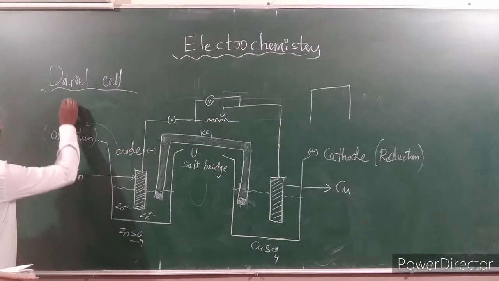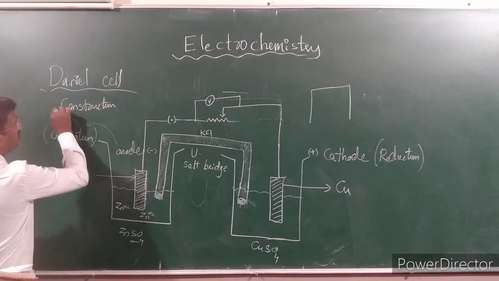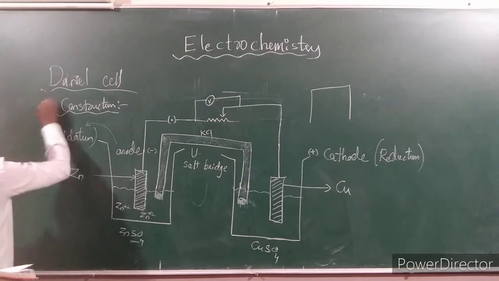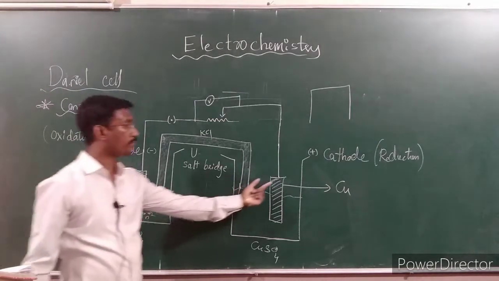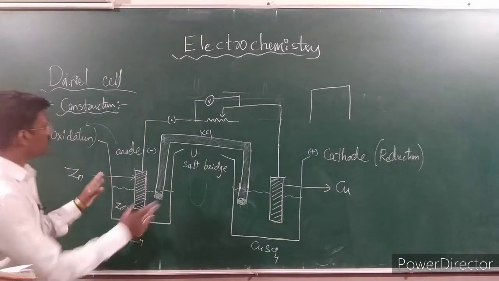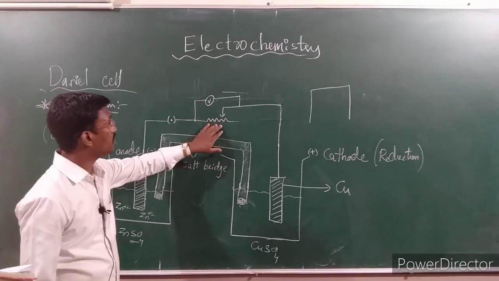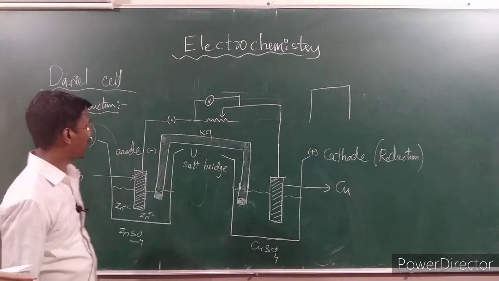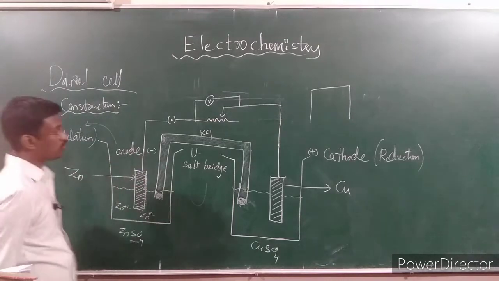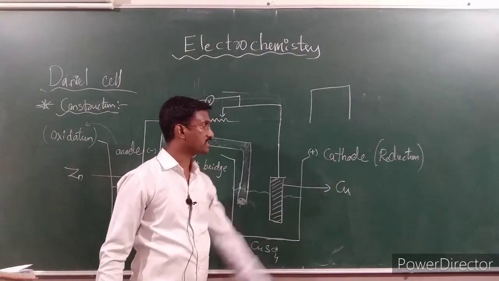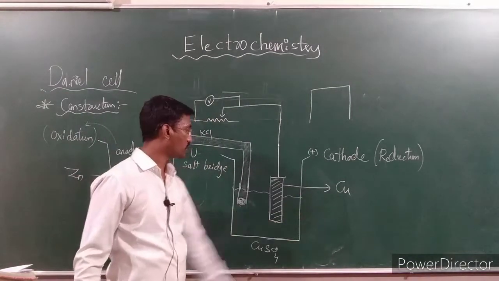First, let me finish the construction. Explain the construction of Daniel cell: the Daniel cell contains a zinc rod dipped in a zinc solution and a copper rod dipped in a copper solution. These two are connected externally through a wire containing a plug key, variable voltmeter and voltage. Zinc acts as an anode, being negatively charged; copper, being positively charged, acts as a cathode. Zinc undergoes oxidation, copper undergoes reduction.